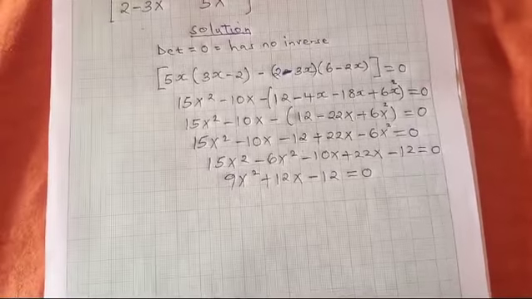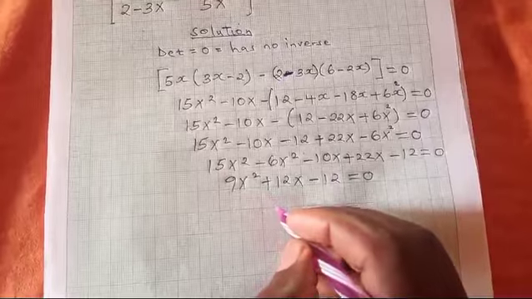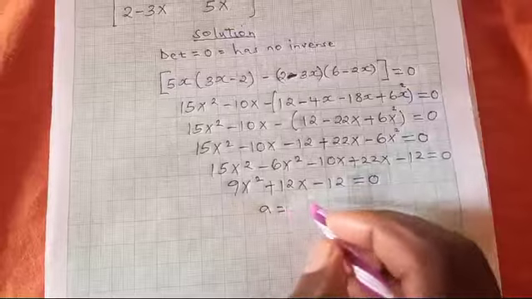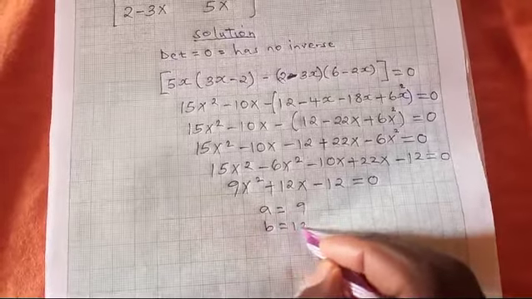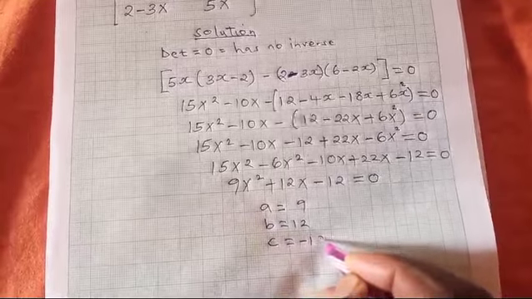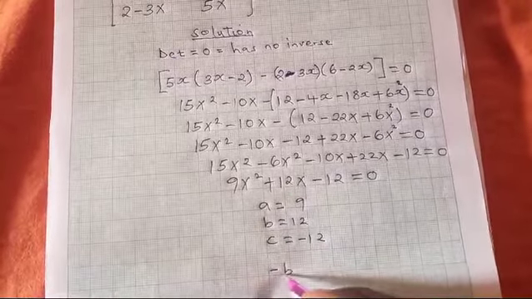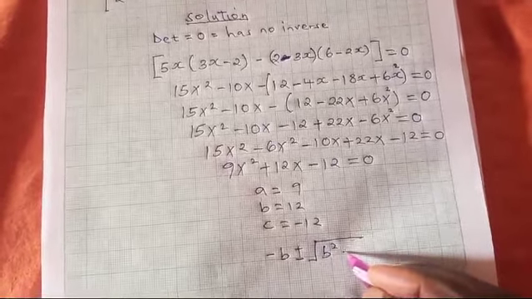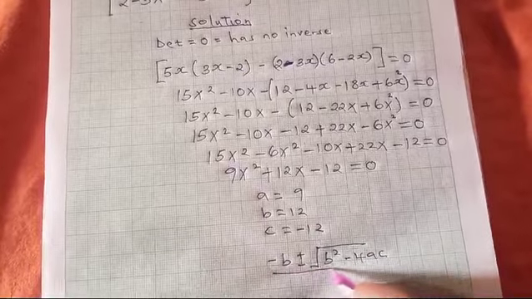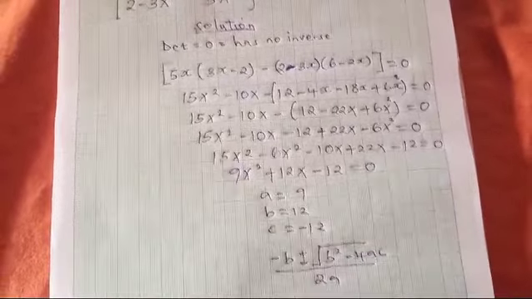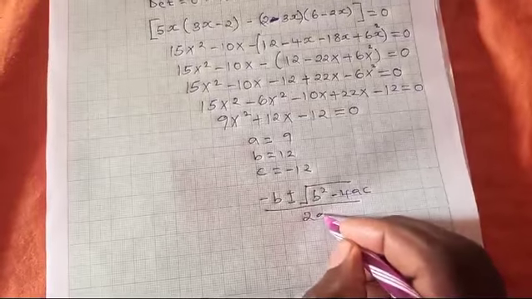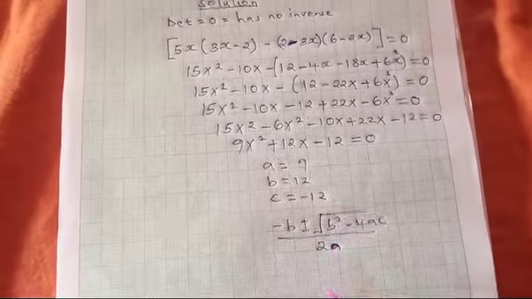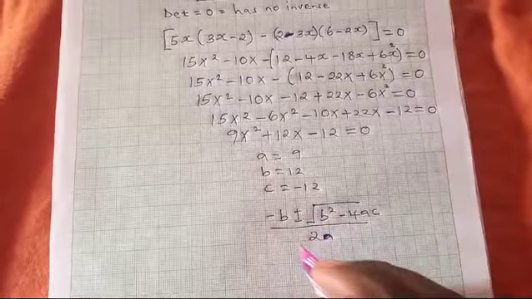We can go ahead and use the quadratic formula to help us find the values for x. So we say that a is equal to 9, b is equal to 12, then c is equal to negative 12. The formula says minus b plus or minus the square root of b squared minus 4ac, all divided by 2a.